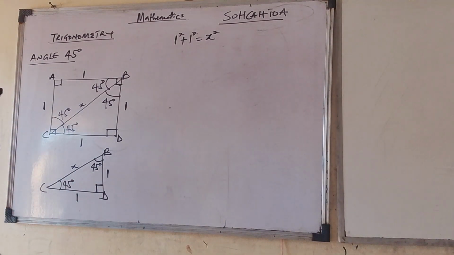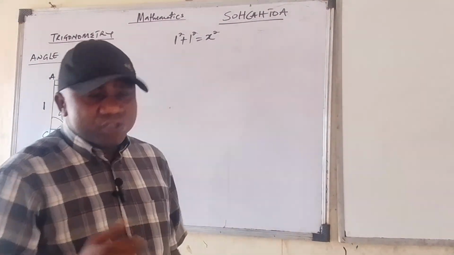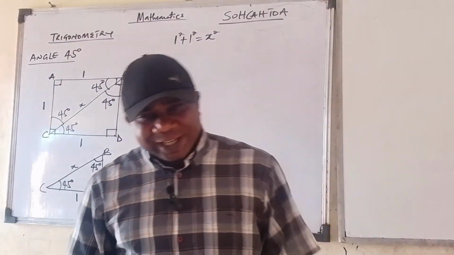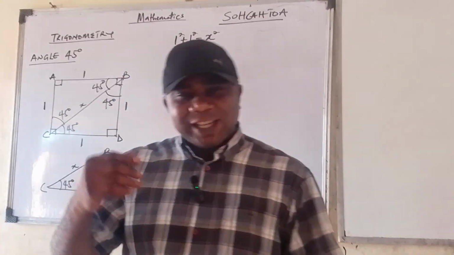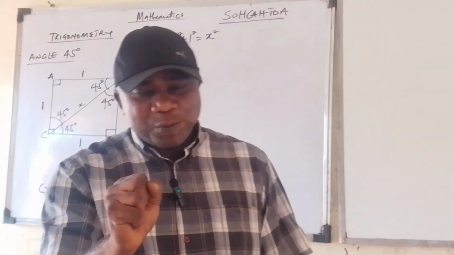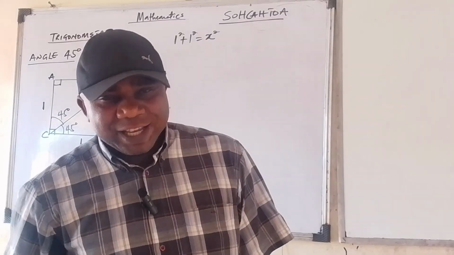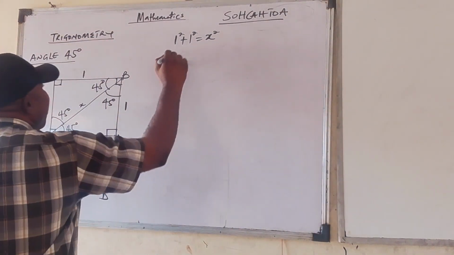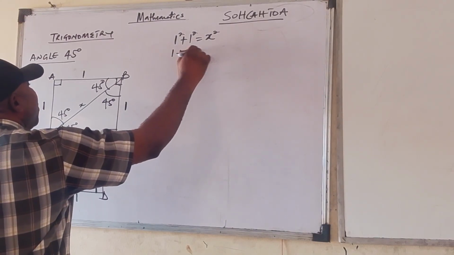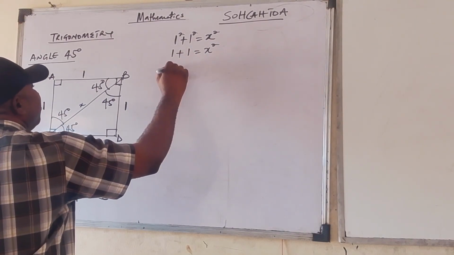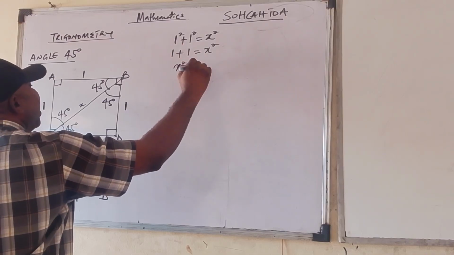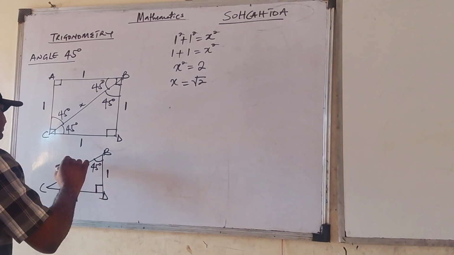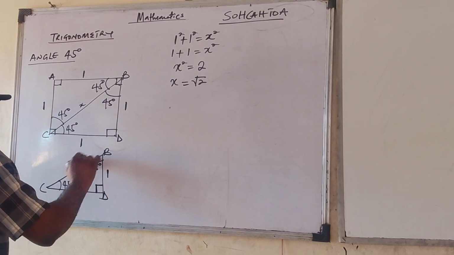From Pythagoras' theorem, we know that the square of the hypotenuse is equal to the sum of the square of the opposite side and the square of the adjacent side. So here, 1 square is 1, and 1 plus 1 is equal to X squared. X squared is equal to 2, so the value of X is the square root of 2. This side here is the square root of 2.